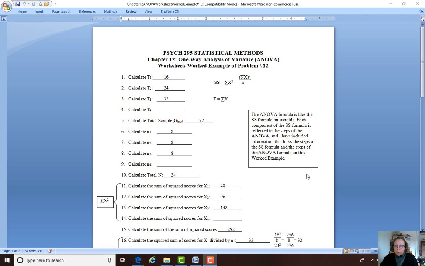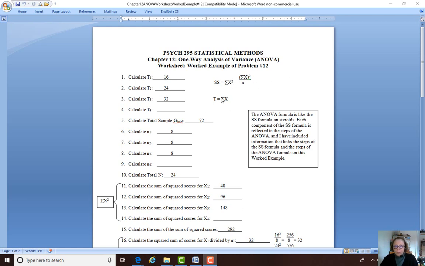The ANOVA formula worksheet is kind of like the sum of squares formula on steroids, the computational formula. I've included that here on the worksheet to help you better understand the steps of how to do an ANOVA. As we work through this worksheet, you'll see that I have included some notations over on the left, and I'll go through those when we get to that point. But here's the whole sum of squares formula.